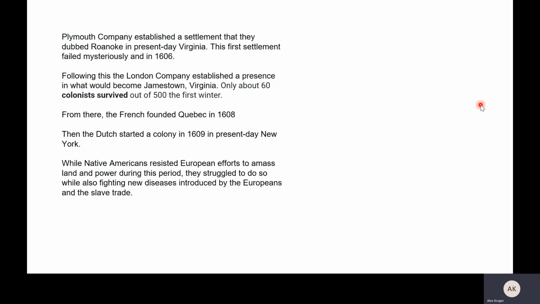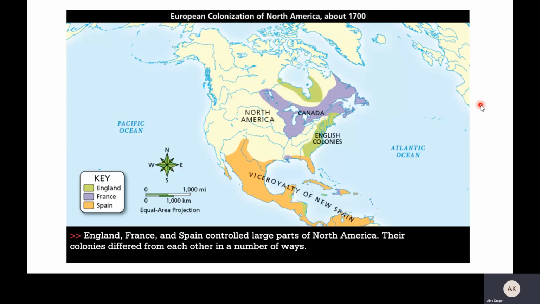The French founded Quebec in 1608, so the French were in Canada. And then the Dutch started a colony in 1609 in present-day New York. And while Native Americans resisted European efforts to amass land and power during this period, they struggled to do so while fighting the new diseases introduced by the Europeans and the slave trade. Slaves also brought over diseases, not just Europeans.